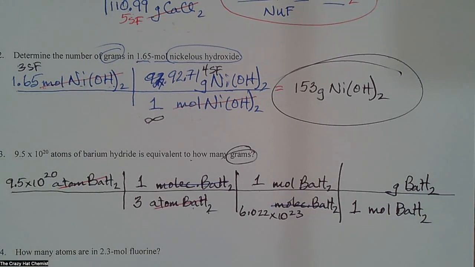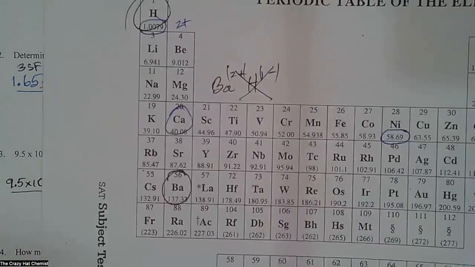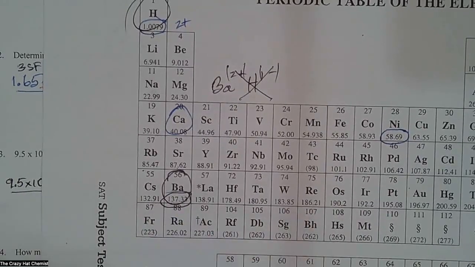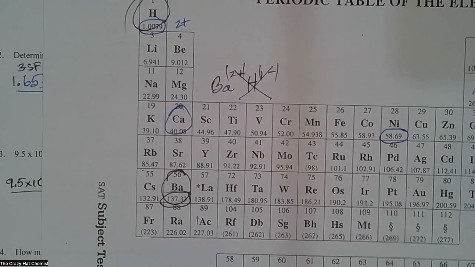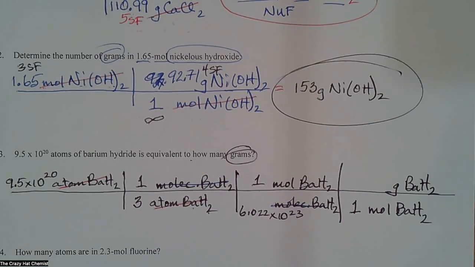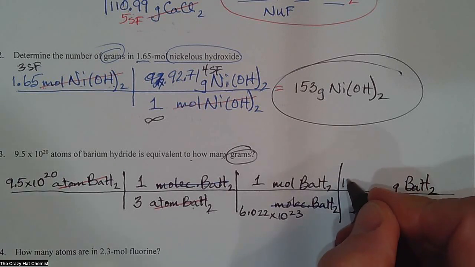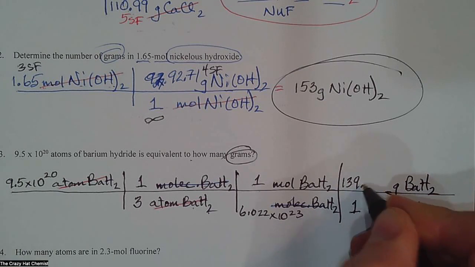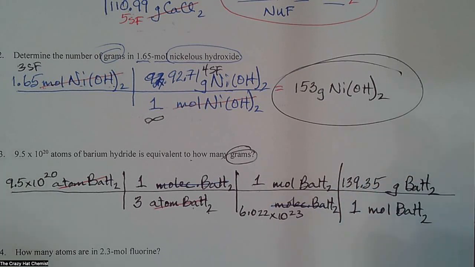And now I'm going to look at my periodic table. I'm going to find barium, that's molar mass right there of 137.33. I'm going to multiply that by 1, and then hydrogen 1.0079 times 2. And then I get a molar mass with 2 decimal places. So that's 139.35. And then I should see that my units of moles of barium hydride cancel out.